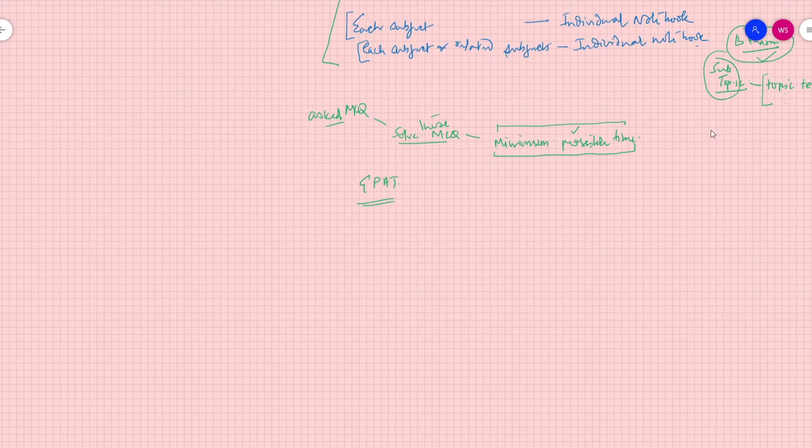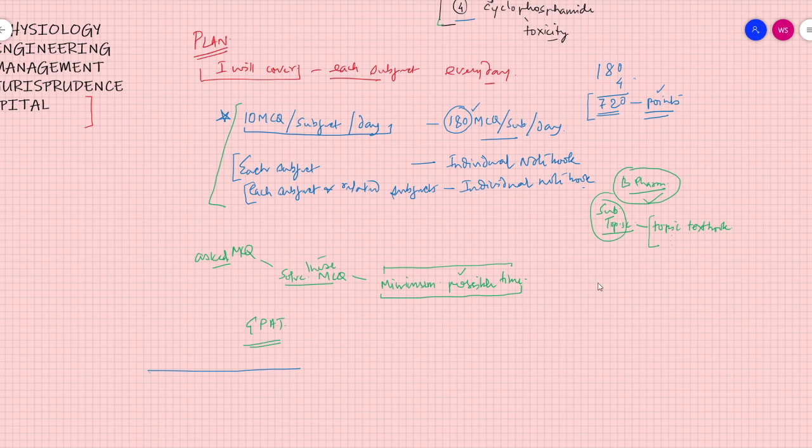But having said this, you could ask the question: what's our target here? About 180 MCQs per subject per day. Now, assume each MCQ you're spending about 5 minutes. So you need to spend about 900 minutes per day. If you do a bit of a calculation, that is how many hours? Divided by 60, right? So that comes to about 15 hours a day.